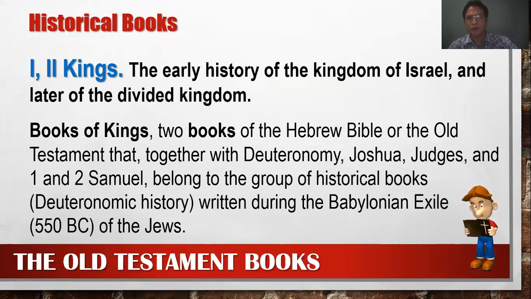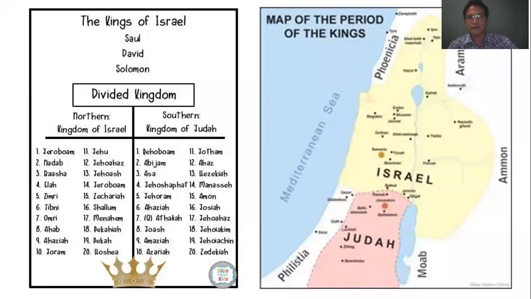The next book, First and Second Kings, is the book of the early history of the kingdom of Israel and later of the divided kingdom. These two books of the Hebrew Bible, together with Deuteronomy, Joshua, Judges, and First and Second Samuel, belong to the group of historical books, also called Deuteronomic history, written during the Babylonian exile of the Jews in 550 BC.